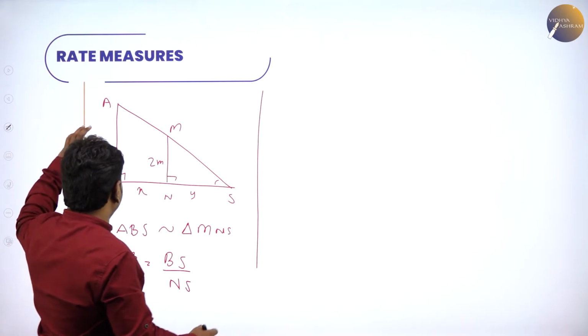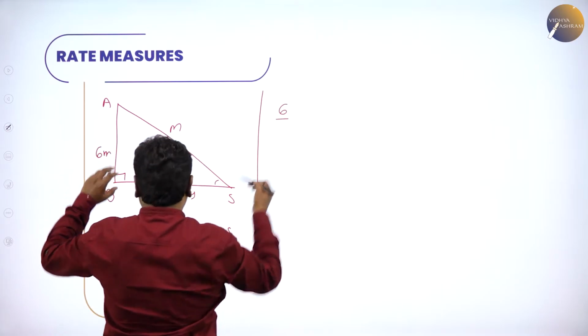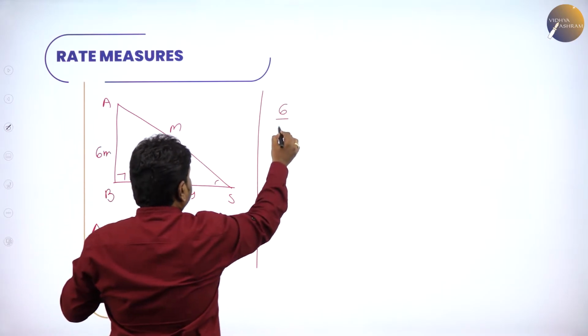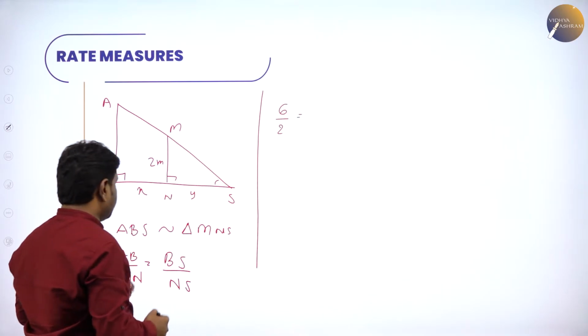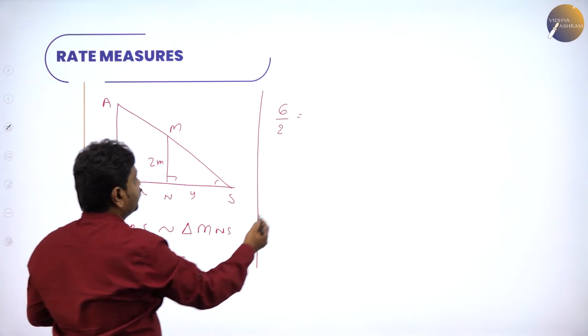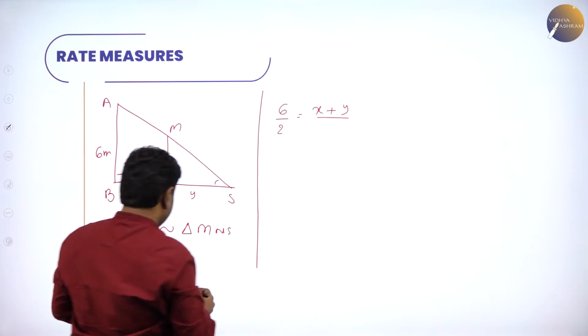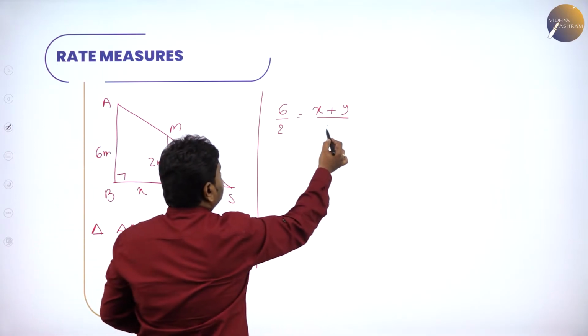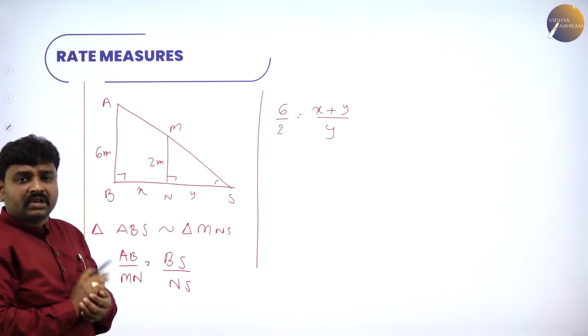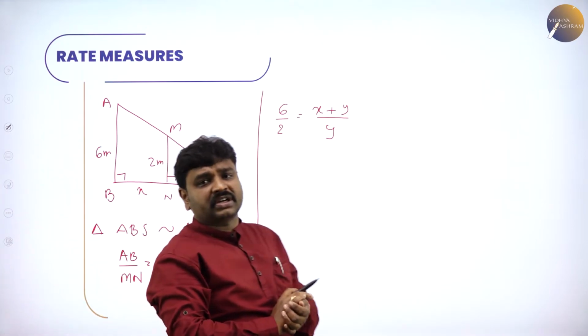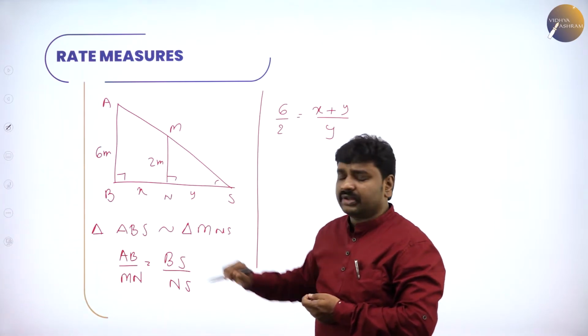Now further simplify this. What is AB? AB is 6 meters. And what is MN? 2 meters. And then BS, B to S, is X plus Y. You know the length of BS is X plus Y divided by NS. N to S is what? Y. So in my last triangle problem we used the Pythagoras theorem, but here I am using similarity of triangles.